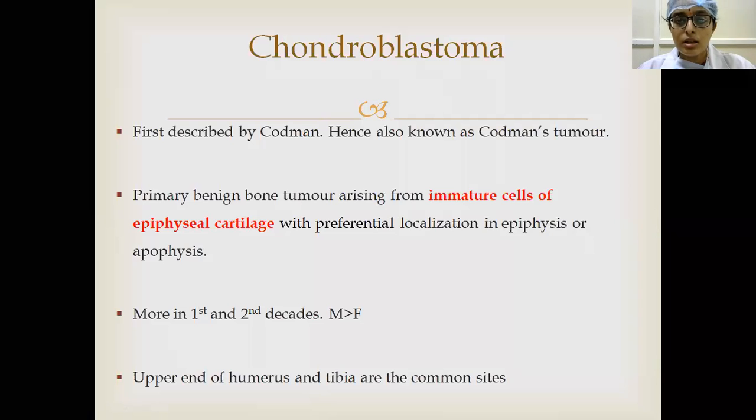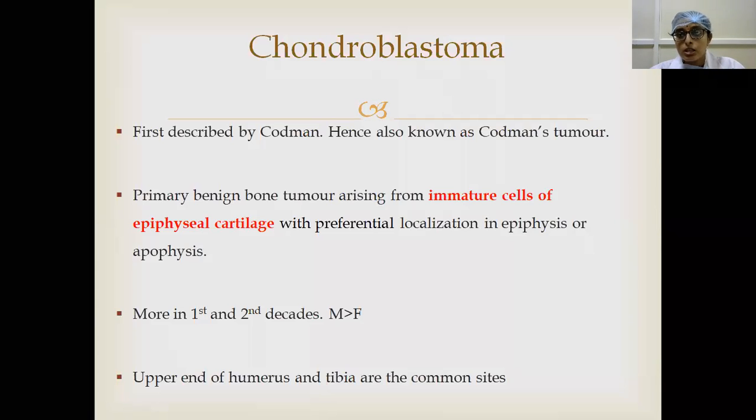Then coming to the next benign cartilaginous tumor, it is chondroblastoma. Since it was first described by Codman, it is called Codman's tumor. And please note here, this is a primary benign tumor which is arising from the immature cells of the epiphyseal cartilage. It is located in the epiphyseal region.